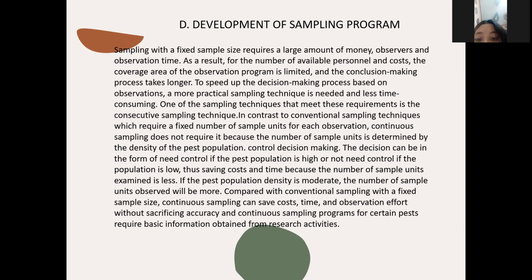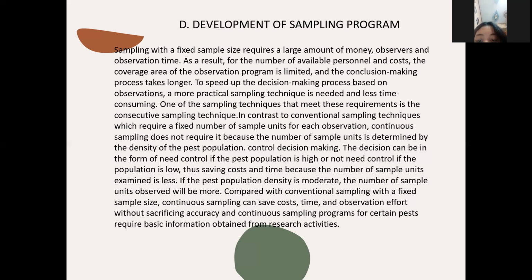One of the sampling techniques that meets these requirements is the sequential sampling technique. In contrast to conventional sampling techniques, which require a fixed number of sample units for each observation, sequential sampling does not require it because the number of sample units is determined by the density of the pest population. The decision can be in the form of need control if the pest population is high, or no need for control if the population is low, thus saving cost and time because fewer sample units are examined. If the pest population density is moderate, the number of sample units observed will be more.